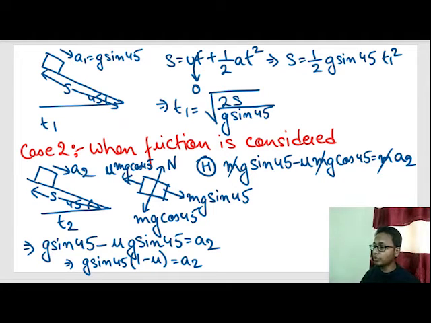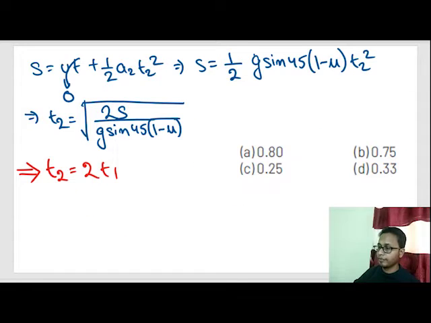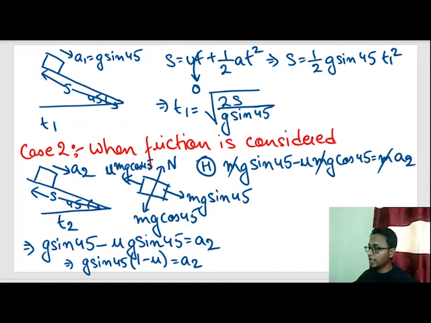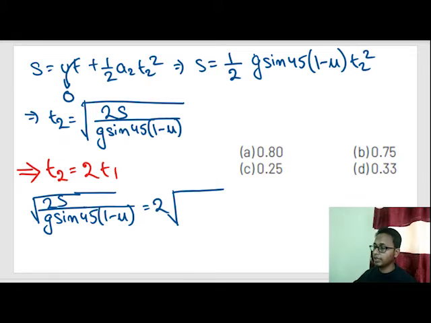So T2 is 2 times T1. We substitute T2 by root of 2S by g sine 45 into 1 minus mu, which is equal to 2 times T1. What is T1? T1 is under root of 2S by g sine 45.